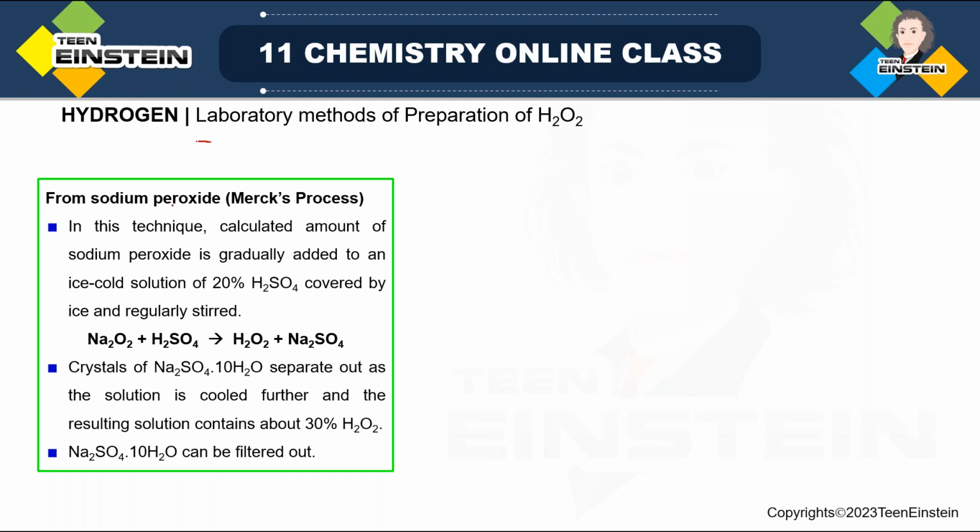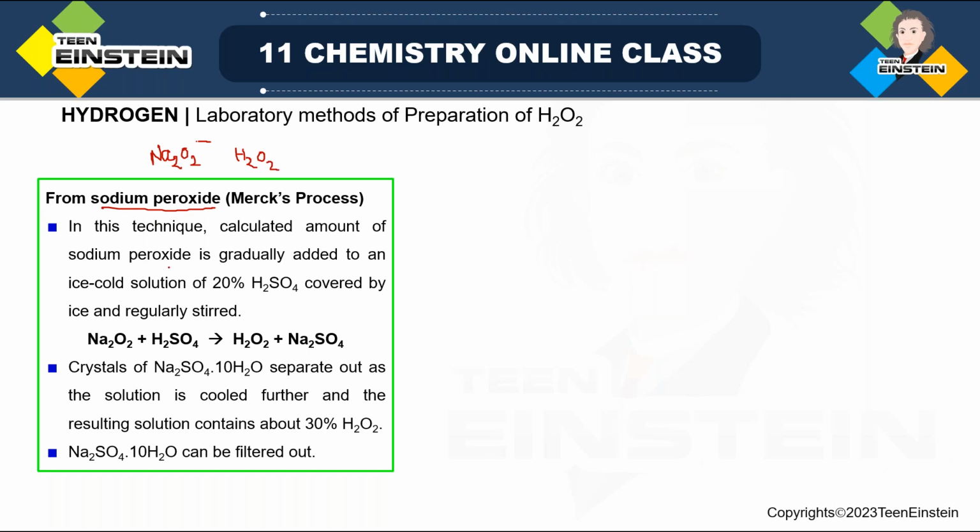for preparation of H2O2. So the first method here we are seeing is from sodium peroxide. It is also known as the Merck process. Now sodium peroxide, what is the formula? It is Na2O2. If I am saying simple sodium oxide, the formula is different. The formula is Na2O. But when I am saying sodium peroxide, the formula will be Na2O2. It is just like H2O2, as if you have replaced two hydrogens with two sodiums.